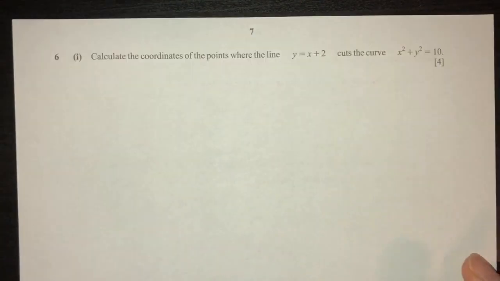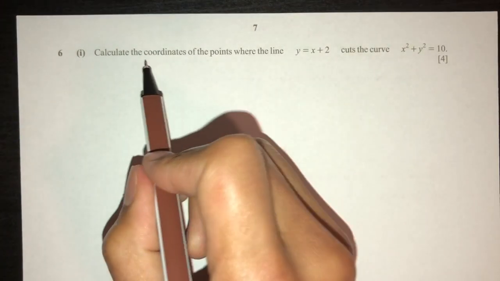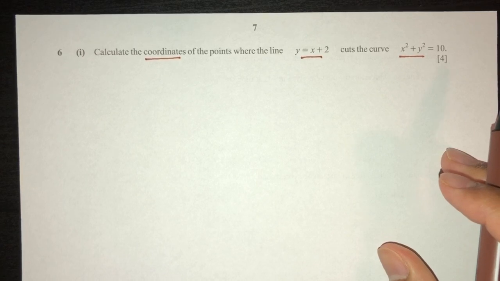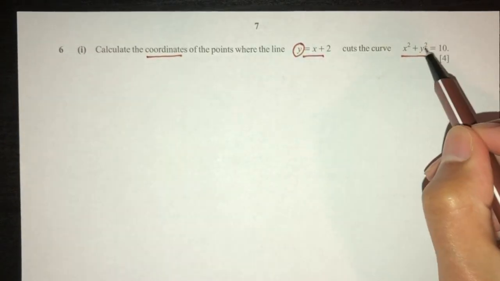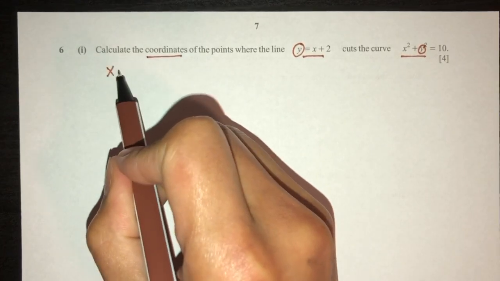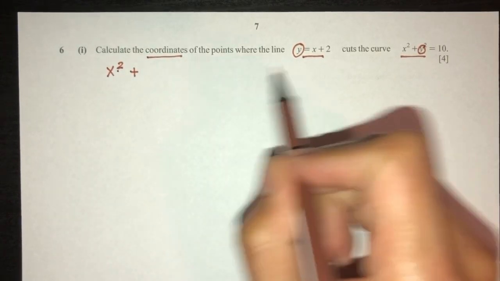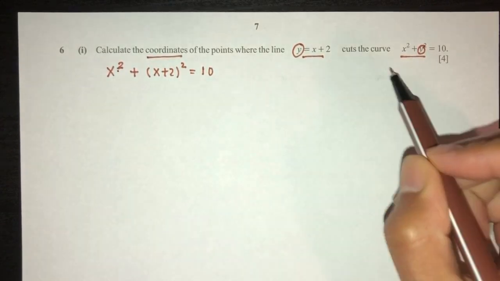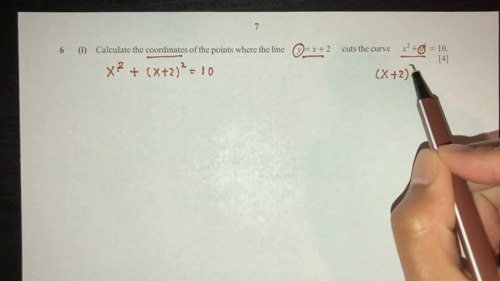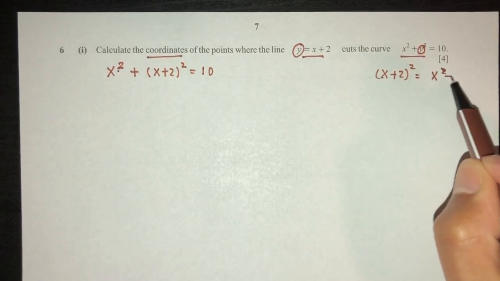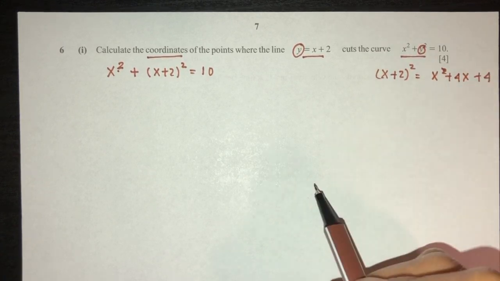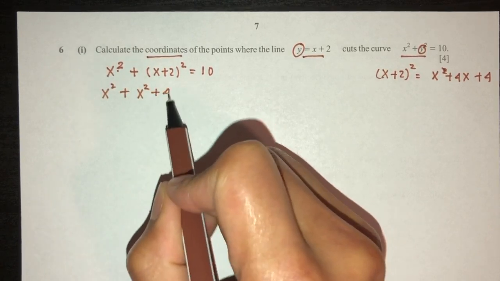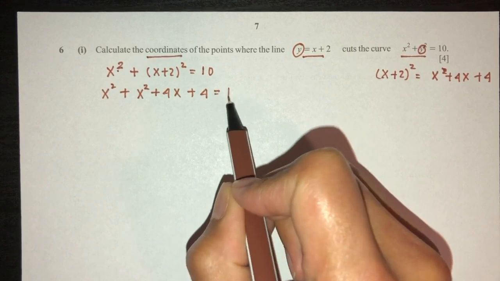Let's move on to question number 6. Calculate the coordinates of the points where this line cuts this curve. So let's solve this equation. Here we have y, replace it back in y. You have x squared plus y squared, that will become x squared plus (x plus 2) squared equal to 10. (x plus 2) squared is given by x squared plus 4x plus 4. Replace back, you will have x squared plus x squared plus 4x plus 4 is equal to 10.